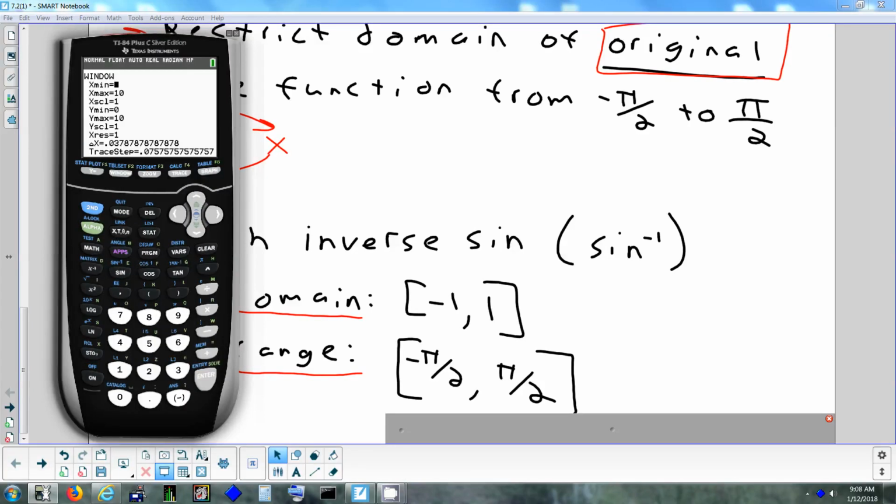Okay. So x min, let's go -2. X max, +2. Pi/2 is about 1.57. So just to make it a little bigger, I'm going to go 1.8 and -1.8 on my range. If you set it exactly to that, it's okay. It's just going to be right on the edge of the screen. This way it'll give me a little border, so it's not right on the edge.